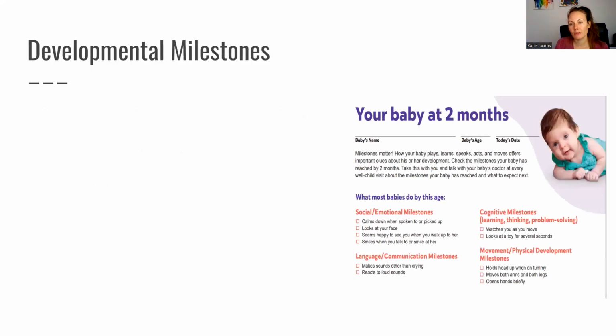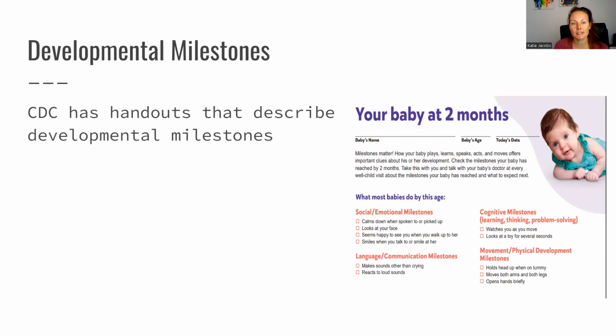So there are certain developmental milestones that babies are supposed to hit at certain times. The Centers for Disease Control actually has some handouts that describe these developmental milestones. And so it's really helpful, especially not only if you're planning on having children for yourself, but if you work in a field where you're dealing with families or caregivers, the foster care system, and they want to make sure that their child's hitting these developmental milestones at the right time. These can be really helpful and they're free.